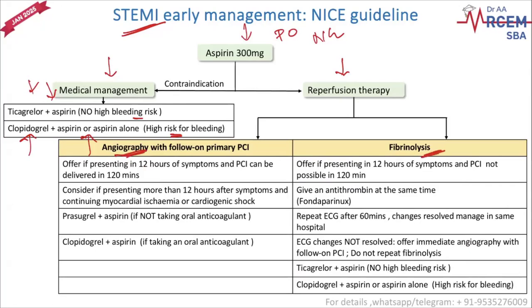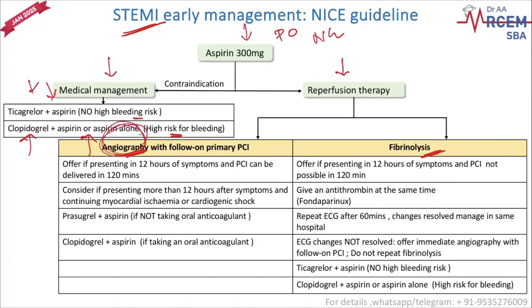Another option is fibrinolysis. That is giving a drug which can break down the clot that is present. In layman's terms, we call it a clot buster. So we are giving a special drug which bursts your clot. That's what we'll explain in layman's terms to the patient's relatives before we give this fibrinolysis. But it is always preferred to get an angiography and angioplasty done over fibrinolysis.